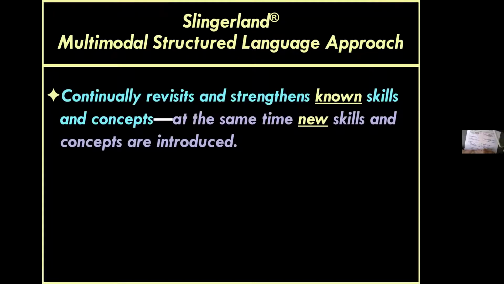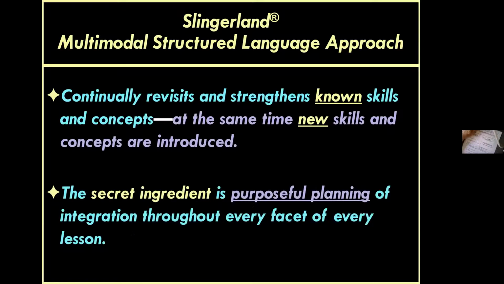So the Slingerland approach continually revisits and strengthens known skills and concepts at the same time that new skills and concepts are being introduced. So once something is taught, it never goes away. It's always coming back, either to be expanded on or to be used in a higher level of functional use. The secret ingredient is purposeful planning of integration throughout every facet of every lesson.